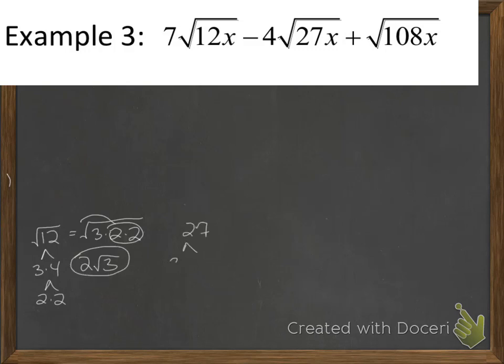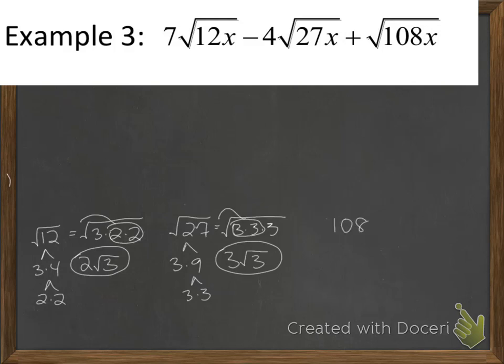Okay, if we look at 27, that is 3 times 9. 9 is 3 times 3. So the square root of 27 is the square root of 3 times 3 times 3. We have a pair of 3's. One of them escapes, so the square root of 27 is equal to 3 times the square root of 3.